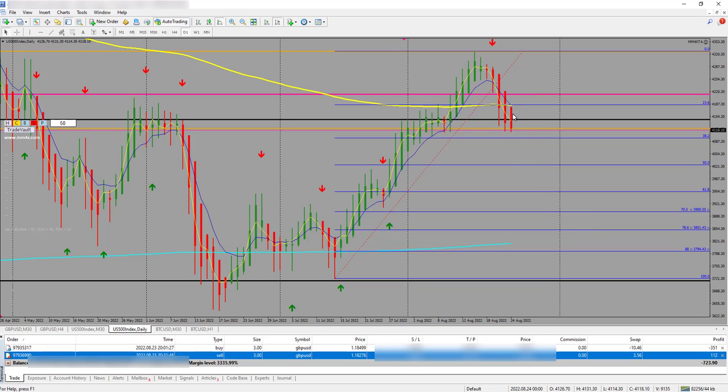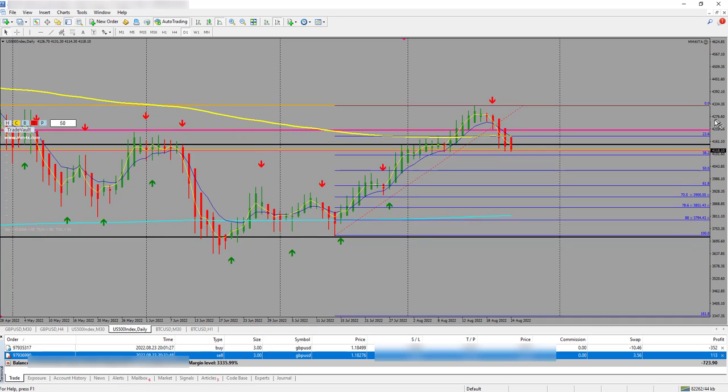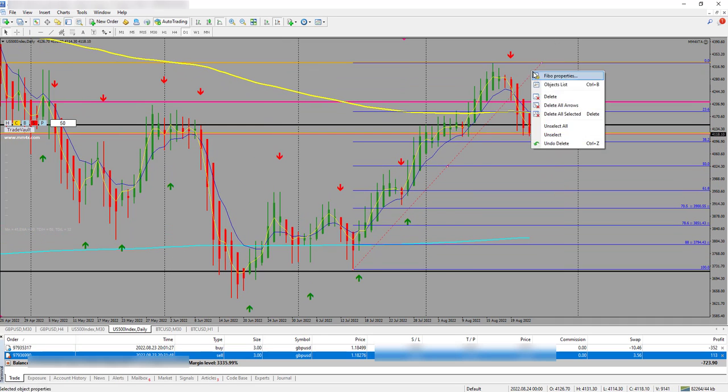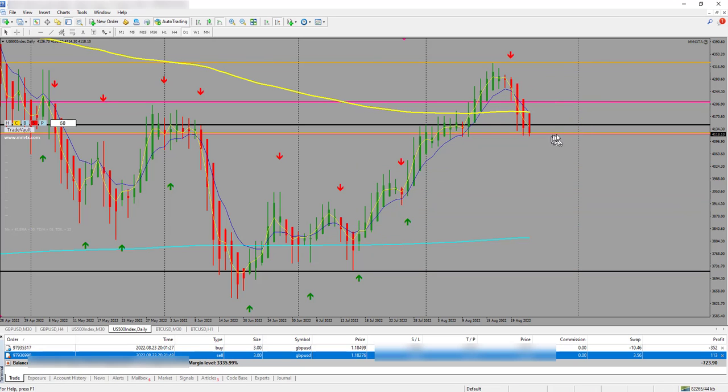Now, it may keep this support level right here. All right, this support level right here where we are. Let me remove this Fibonacci tool. This support level right here is the super low of the week. If it cannot get and close below here, it can very well go back up.